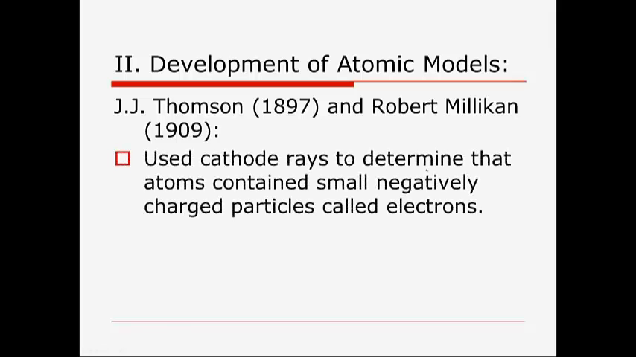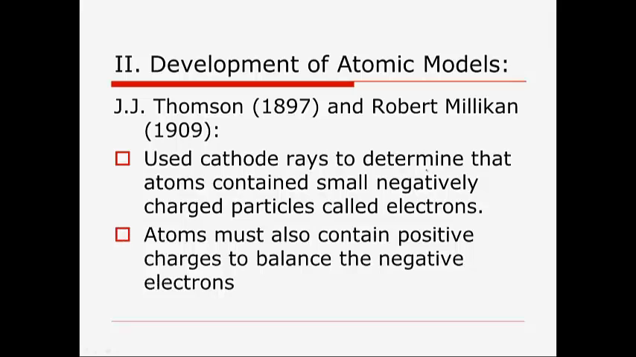Okay. And Thomson used cathode rays to determine that atoms contain small negatively charged particles called electrons. Now, these electrons had to be coming from the atoms, okay? Which meant that the atom had to have smaller particles. And since they knew atoms were neutral, and because they knew electrons were negatively charged, there must also be a positive charge to balance out the negative part.